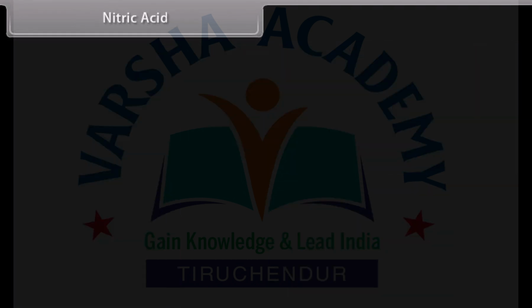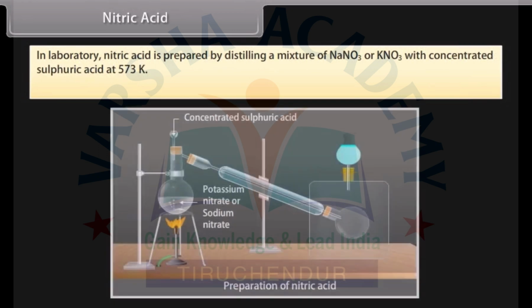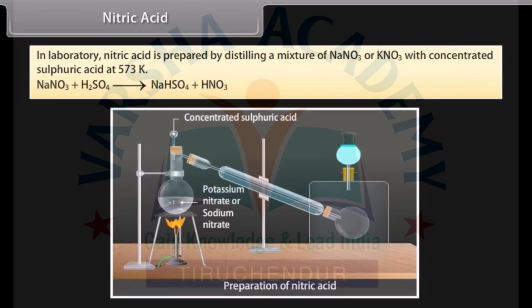Nitric acid. In the laboratory, nitric acid is prepared by distilling a mixture of NaNO3 or KNO3 with concentrated sulfuric acid at 573 Kelvin. On large scale, nitric acid is manufactured by Ostwald process.